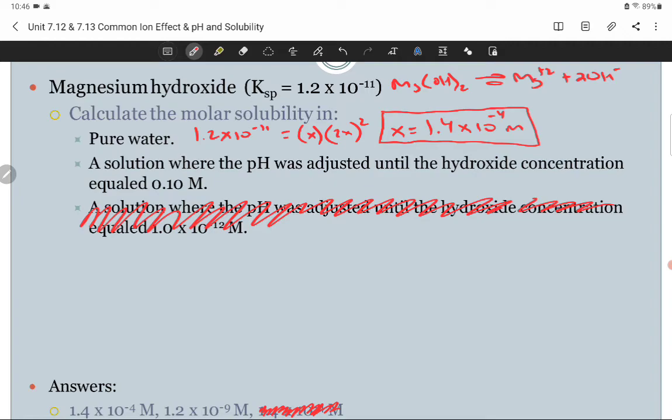Now, what would happen if the pH was adjusted? So now, instead of a hydroxide value in that 2x spot, we have a 0.1 in that spot. So 1.2 times 10 to the negative 11th is still our K value. We still have X because we don't know magnesium. But we know the hydroxide is 0.1 molar. Not 2 times 0.1 molar. It's told you that it's 0.1 molar. Still have the coefficient becomes an exponent. So that X, so we already have an answer down there.